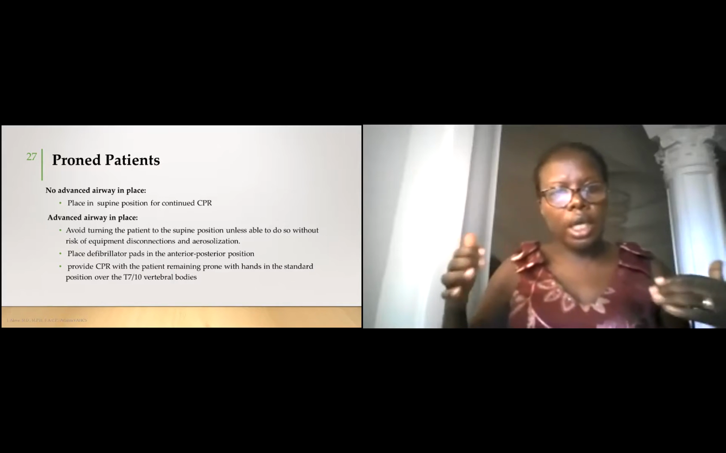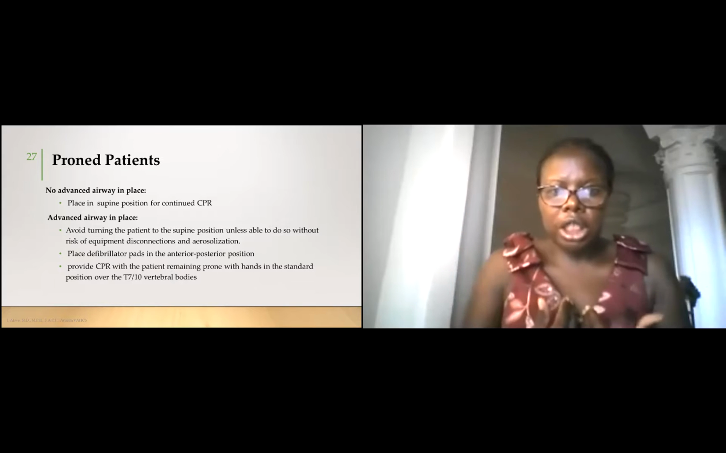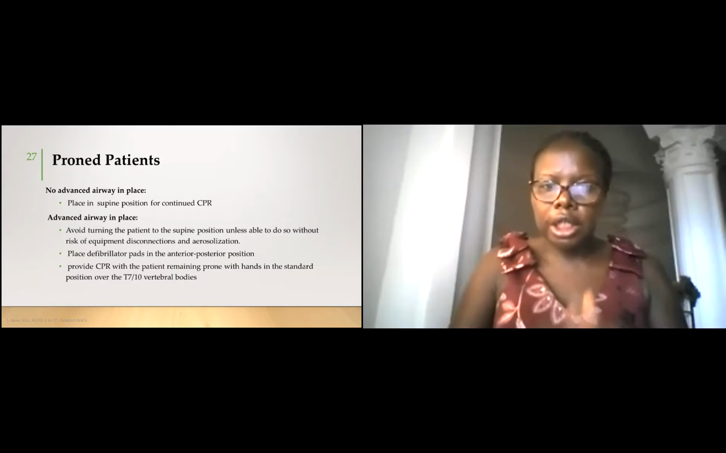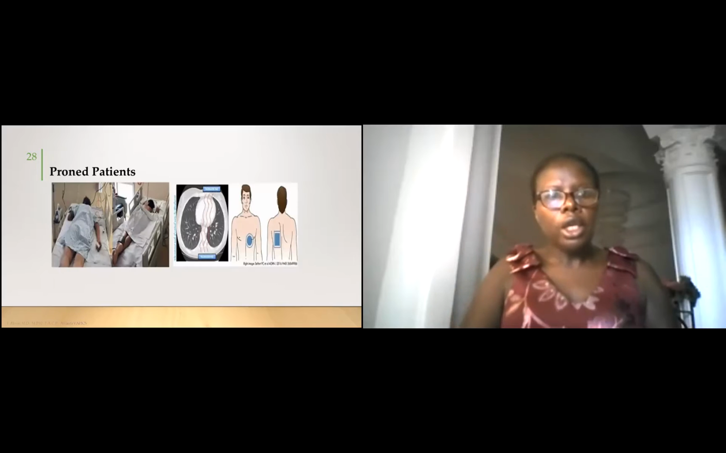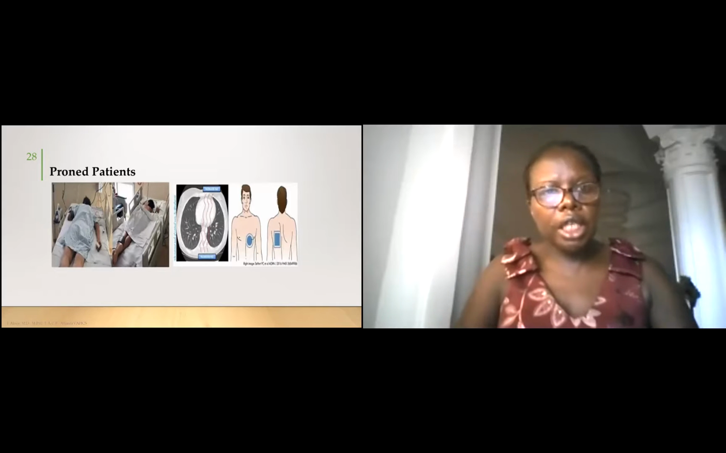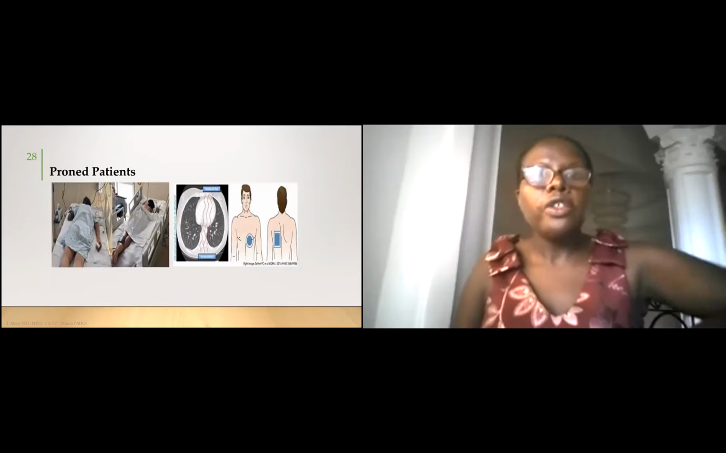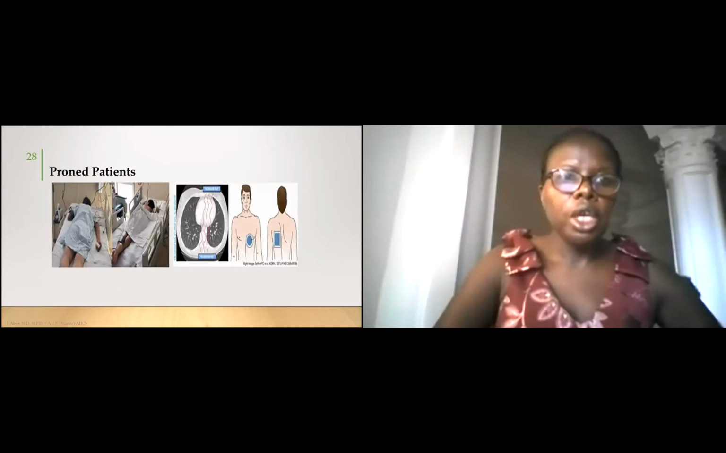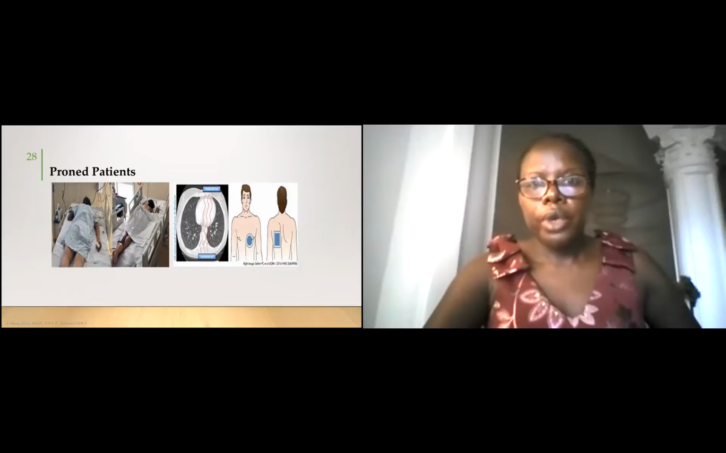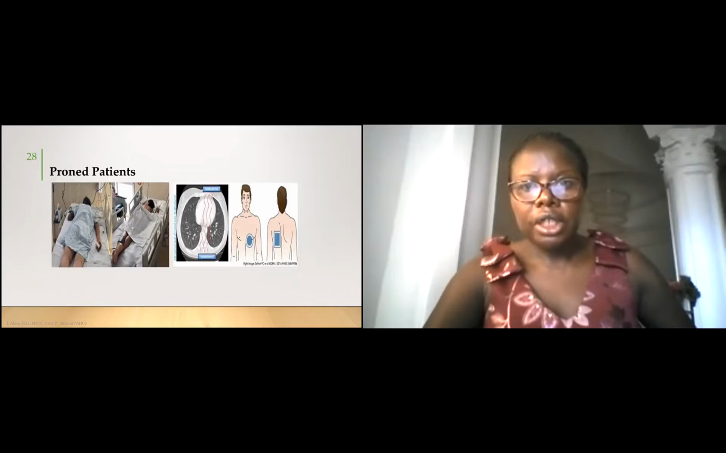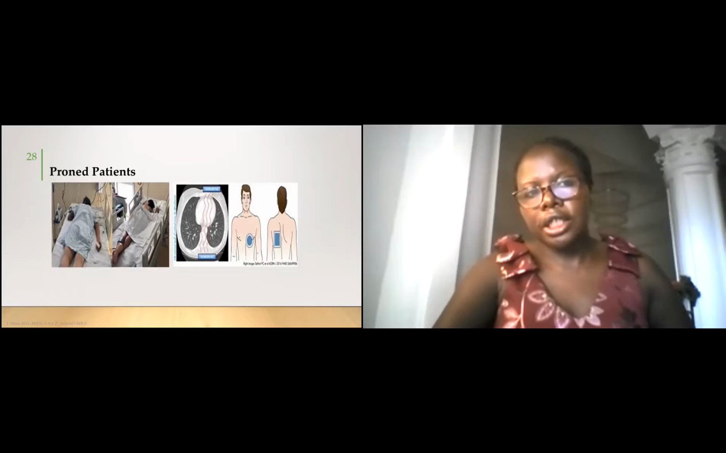So you're doing compressions with your hands on the patient's back, not on the chest as they should be during CPR. In the first image you see here, these are patients who are already on a vent and in a prone position. These are patients who you do not have to turn. What you do is place a pad anteriorly and a pad posteriorly on these patients, and you continue with your chest compressions at the level of T7 to T10.